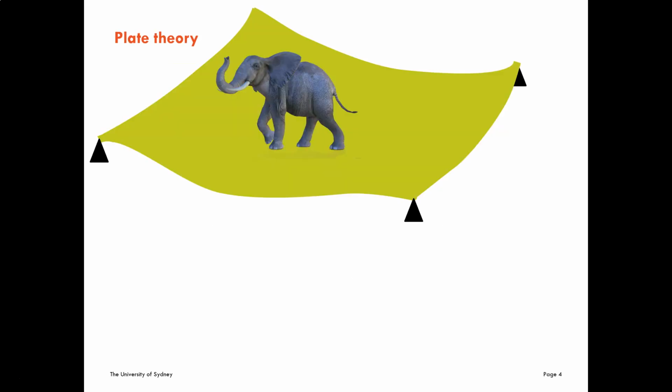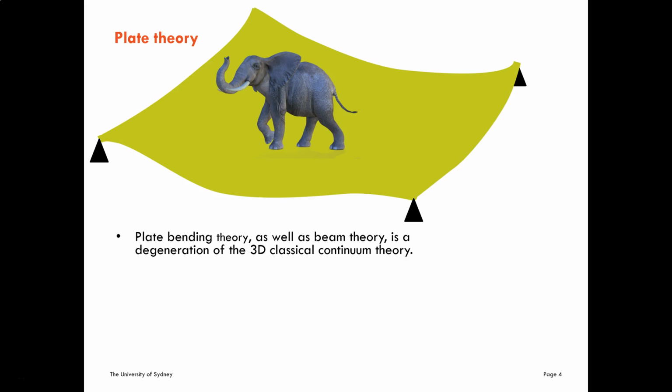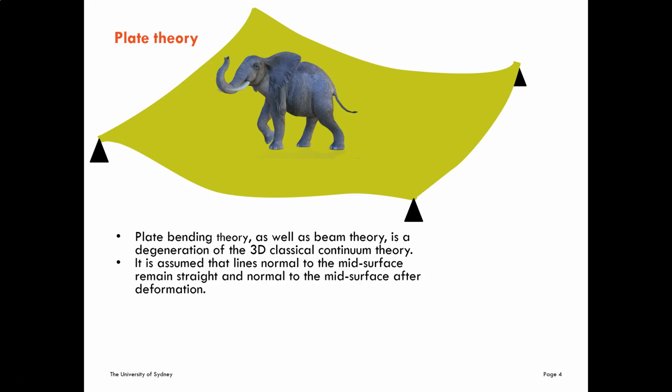Okay, let's go to the plate theory. So this elephant represents a non-uniform distributed load that is going to produce deflections in a two-dimensional surface. So the plate bending theory, similar to the beam theory, is a degeneration of the 3D classical continuum theory. So we are assuming that lines normal to the mid-surface before deformations remain straight and normal to the mean surface after deformations.